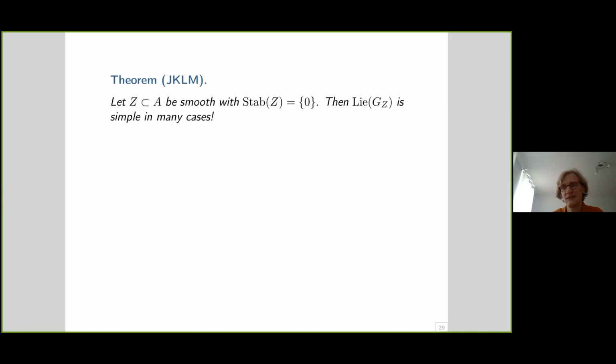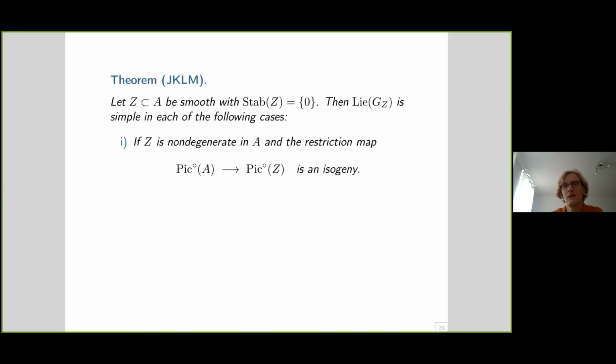in many cases you will encounter in practice. And for a more technical statement, we don't have an if and only if condition, but we have many cases where we can say something. So I want to give you only two cases where we can say something. The first is if Z is non-degenerate inside A, and the restriction map from Pic^0 A to Pic^0 Z is an isogeny. So these two have the same dimension.